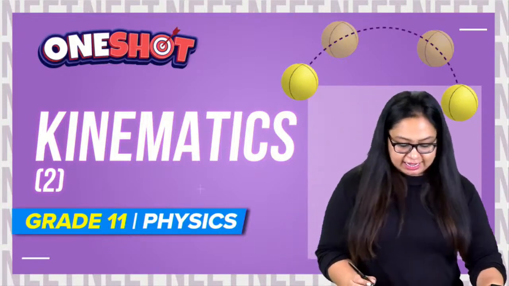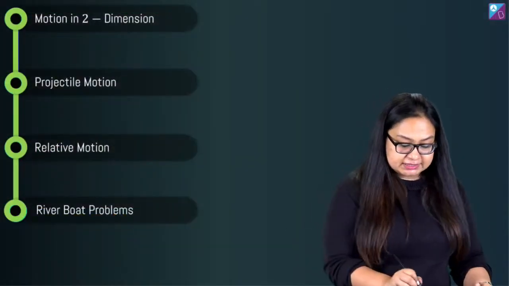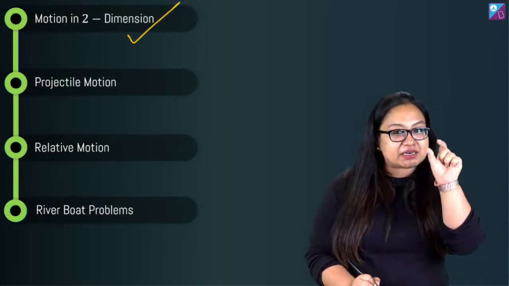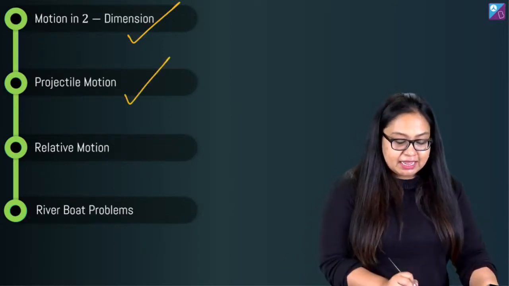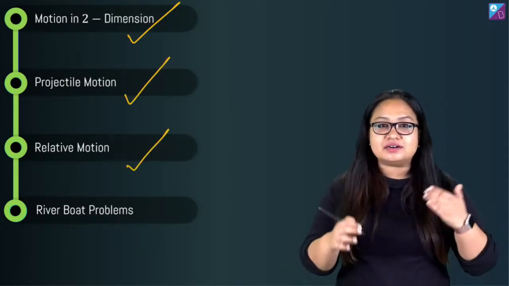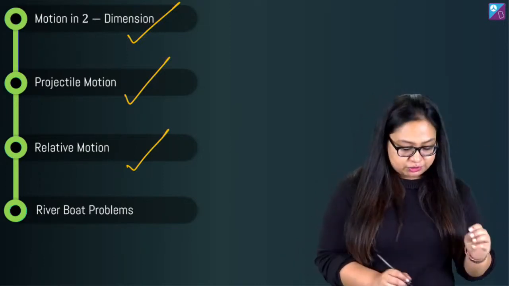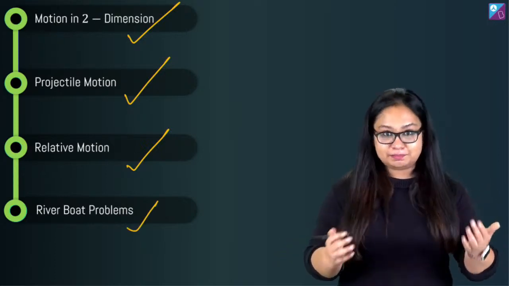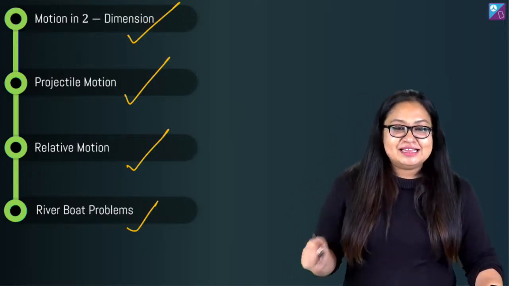Let's start. In today's session, we are going to start with motion in two dimensions. In motion in two dimensions, there is a particular kind of motion, projectile motion, that is really important. Then we'll start with relative motion, general relative motion, and then one particular case of relative motion, which is riverboat problems. Riverboat problems come a lot and are pretty important in NEET. All right, let's go.